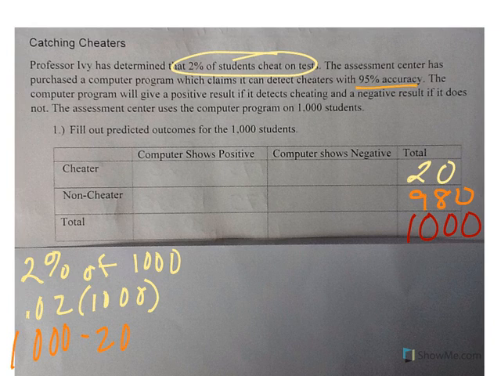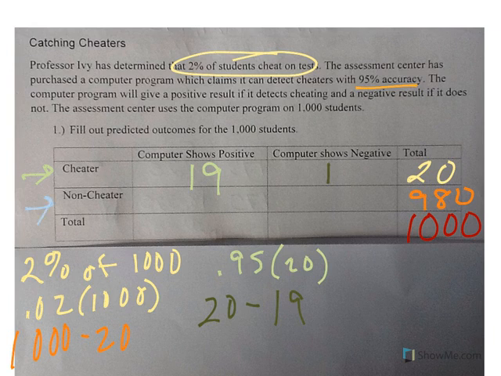Okay, so let's talk about our cheaters. If you are cheating, you would expect to be caught, and therefore the computer would show positive. So the 99% is going to show up here. Excuse me, 95. Wrong accuracy rate. 95% is going to show up here. So 0.95 times 20 gives me the fact that 19 of these cheaters will show up positive. And if you had 20 total, 19 showed up positive, that means 1 is going to show up negative.